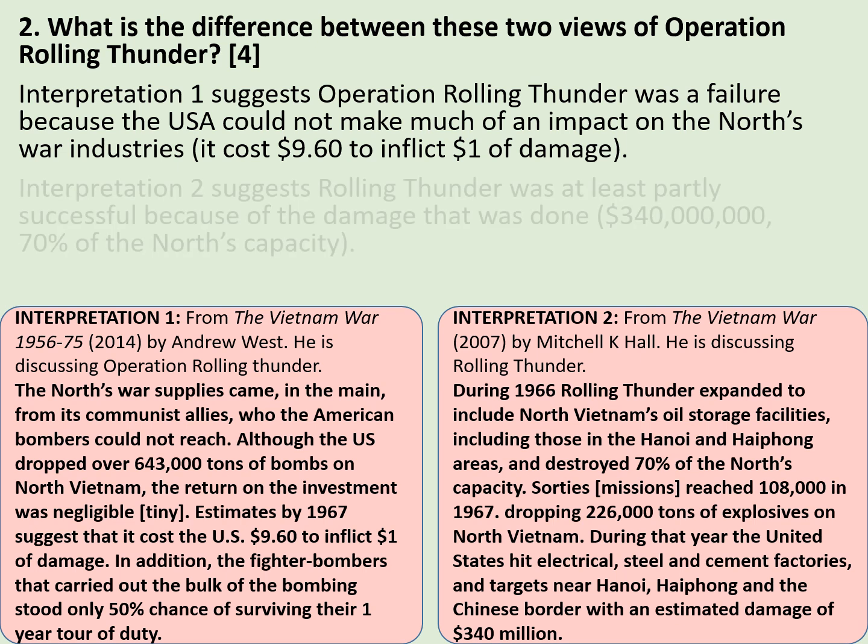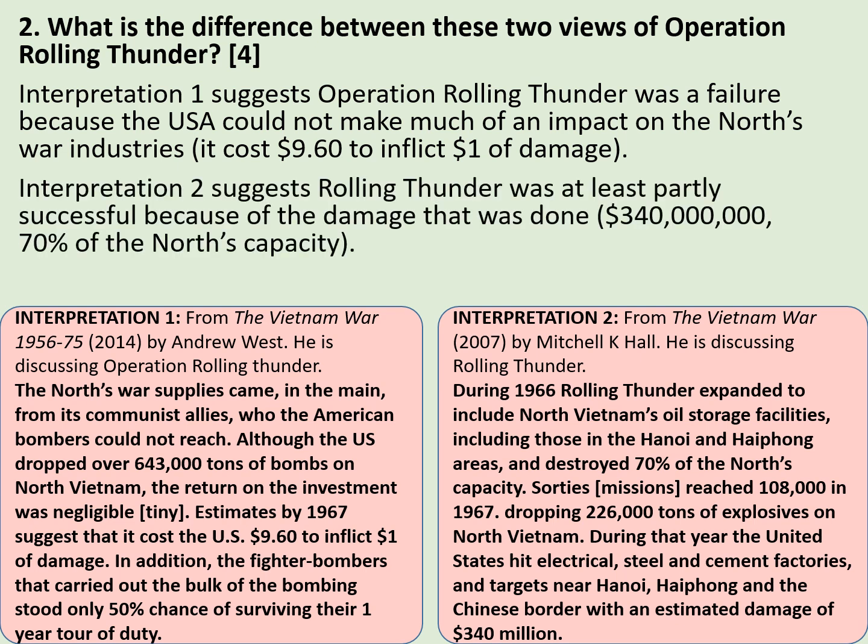Let's have a look at the difference. Interpretation 2 suggests that Operation Rolling Thunder was at least partly successful because of the damage that was done, $340 million or 70% of the North's capacity. Again, 2 marks for that as well. 4 marks in total. You'll see that I've identified a relevant difference in their views, summed it up, and given supporting examples. It's as simple as that. I wish the next one was, although it's not as difficult as you sometimes can make it out.